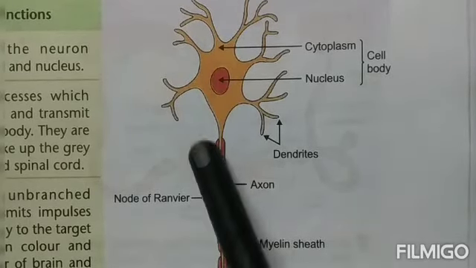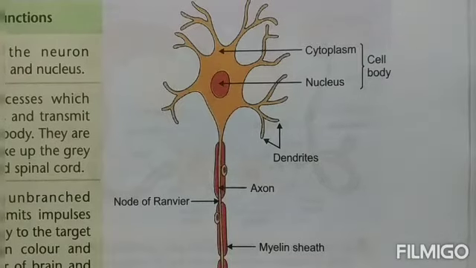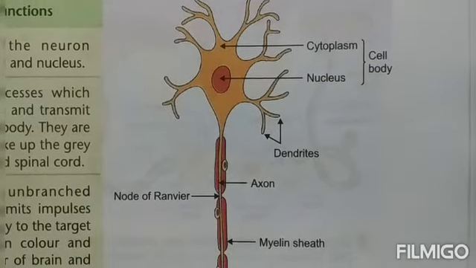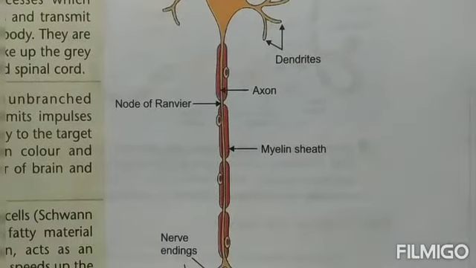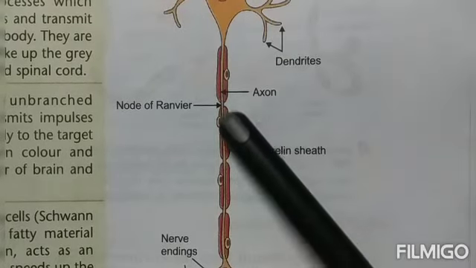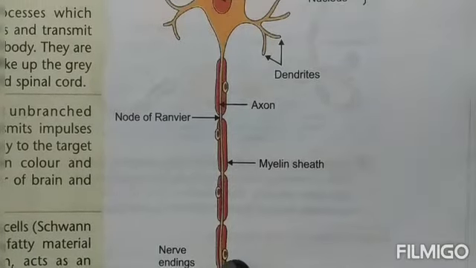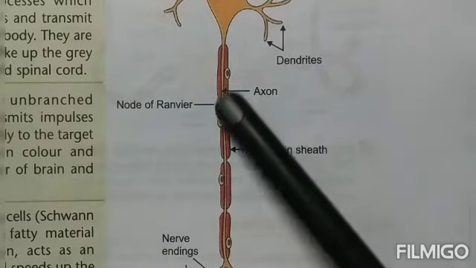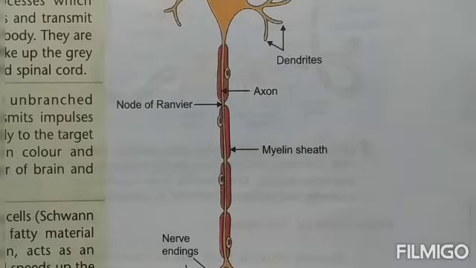Next is the axon. As you can see, children, one long structure arises from the cyton and reaches down. This is known as the axon. This is the single longest unbranched process and it transmits the impulse away from the cell body. Now this will take the impulse away from the cell body. So it will help to transfer the impulse from the cell body towards the other part.